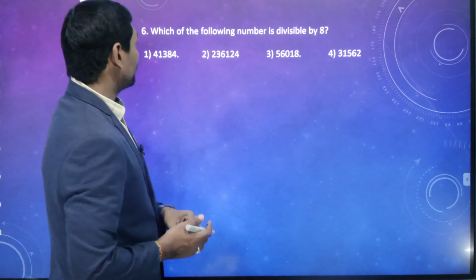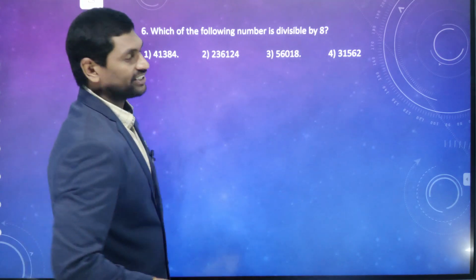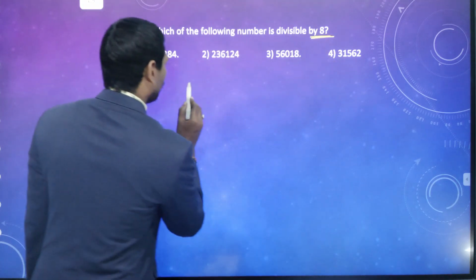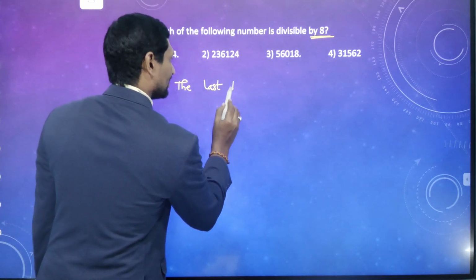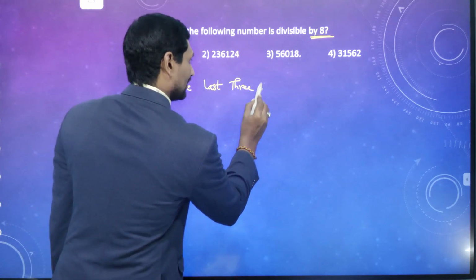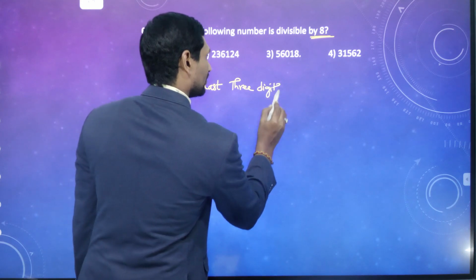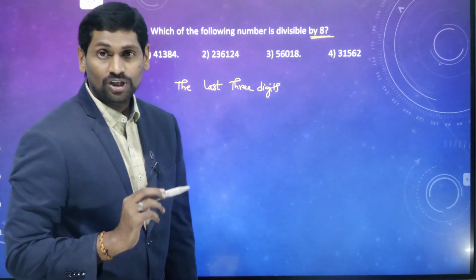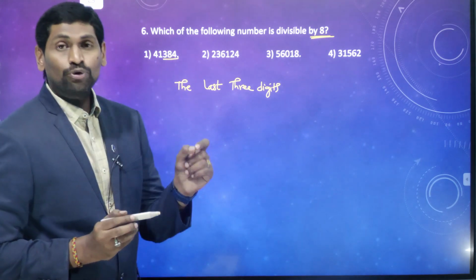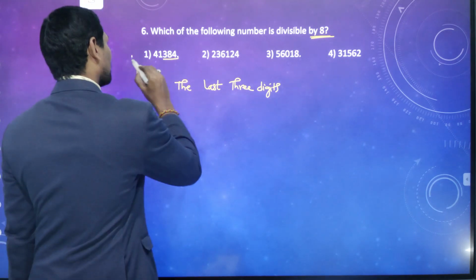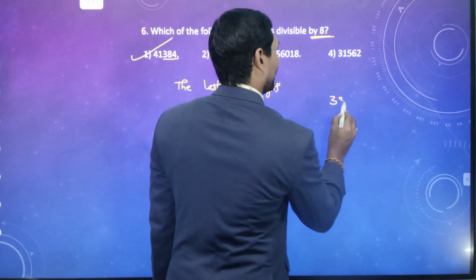Coming to question number 6. Which of the following numbers is divisible by 8? What is the divisibility rule for 8? The last 3 digits of a number must be zeros or multiples of 8. Let us check. The last 3 digits are 384. Is 384 a multiple of 8 or not? Yes, 384 is a multiple of 8.